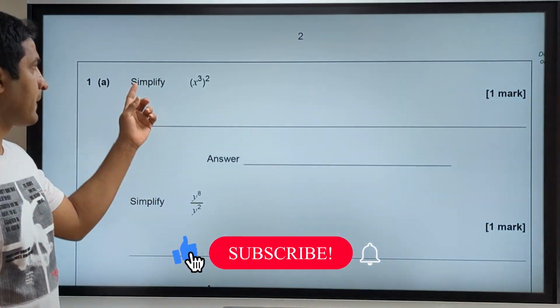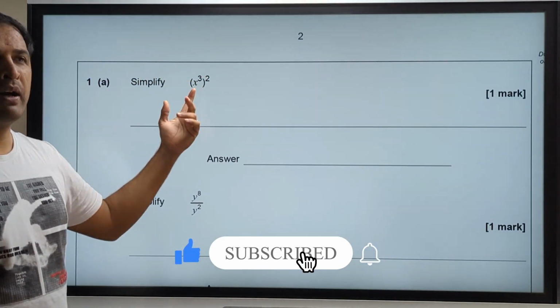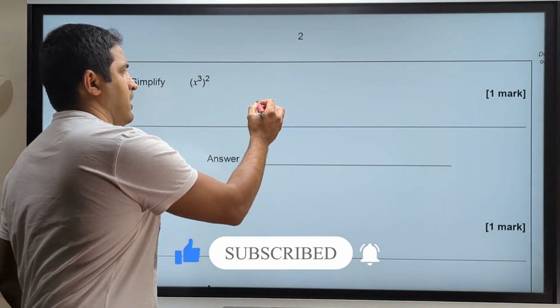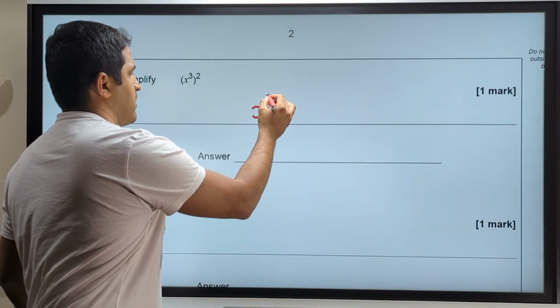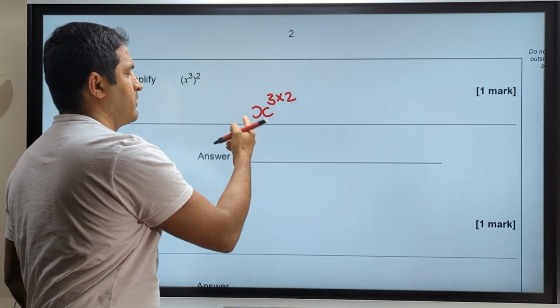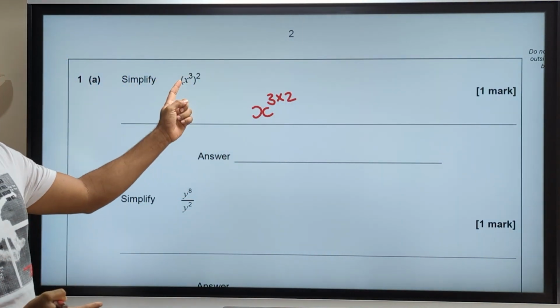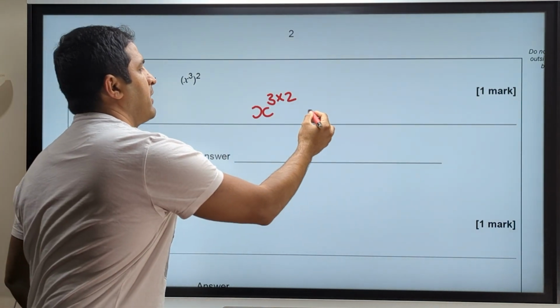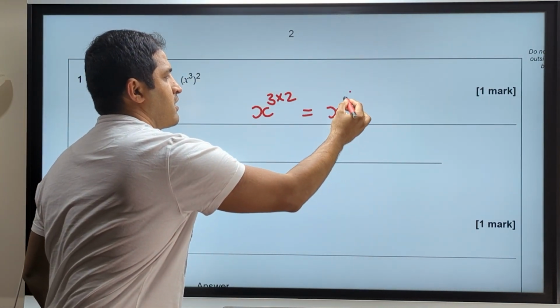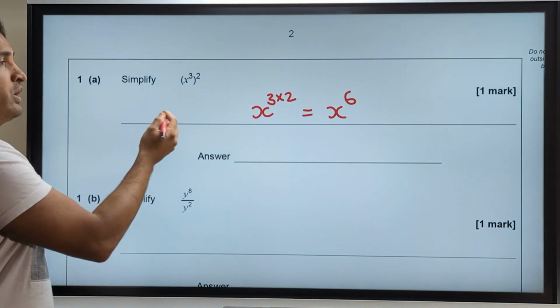First question, simplify that. So power of power, you multiply. So that's power of power. You got 2 lots of x cubed. That means you get x to the power 6.